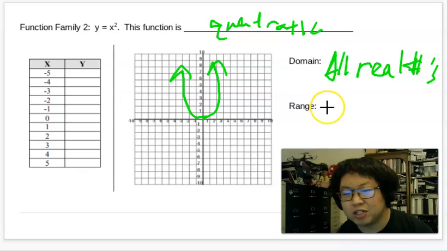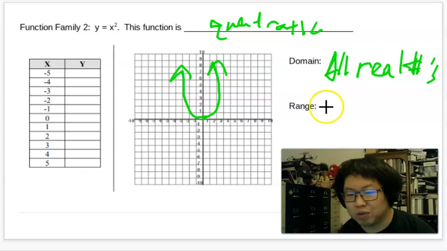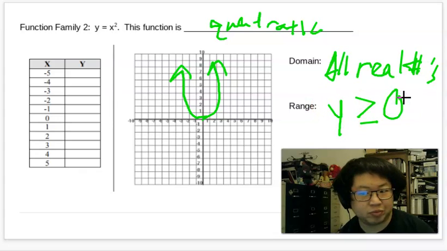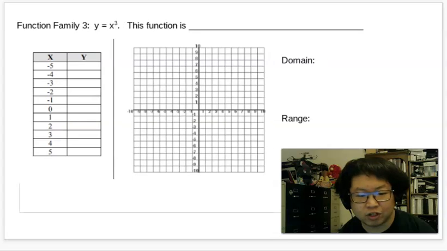Okay, so we know it's defined, and the range, of course, doesn't actually go below. So this would be y has to be greater than or equal to 0. Alrighty then. Let's continue moving on here to our next function.